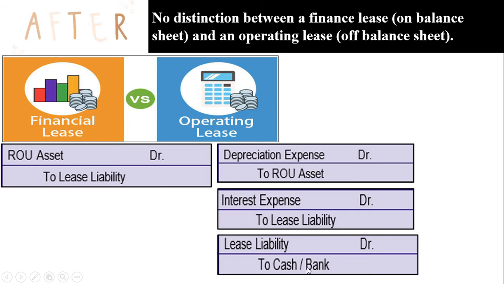To summarize, first of all he should create an asset and a liability. On this asset he can claim the depreciation, and on this liability he can claim the interest, and the rest, the principal as well as interest, he is paying to the lessor. So this is how the new treatment of Ind AS looks.